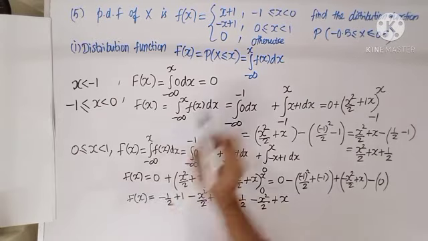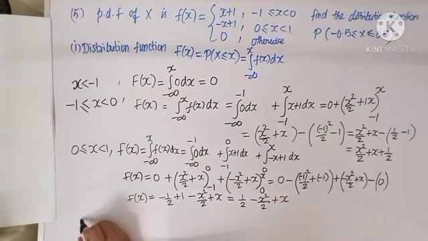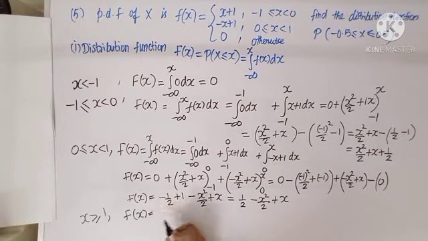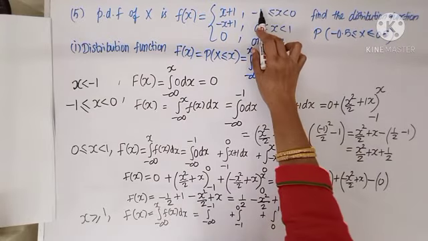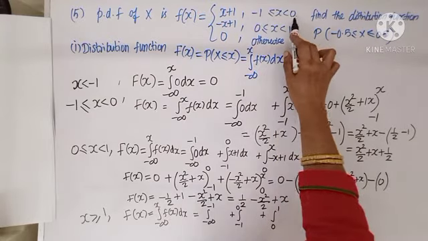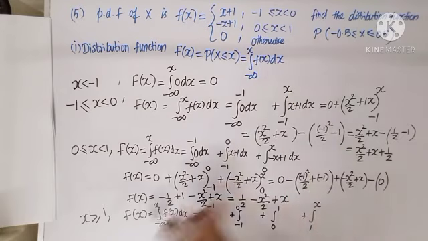The last interval, x is above 1. When x is above or equal to 1, how will I write it? F of x is equal to the integral from minus infinity to x of f of x dx. It is minus infinity to minus 1, minus 1 to 0, 0 to plus 1 and 1 to x. Where is x coming? After 1. So how will I split it? Minus infinity to minus 1, minus 1 to 0, 0 to 1, 1 to x.